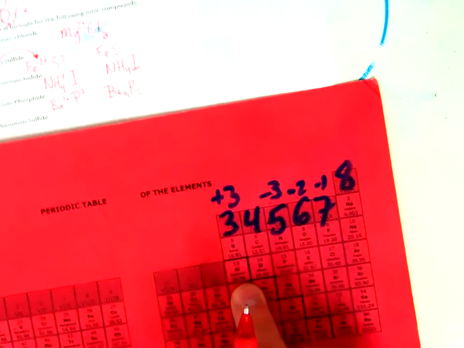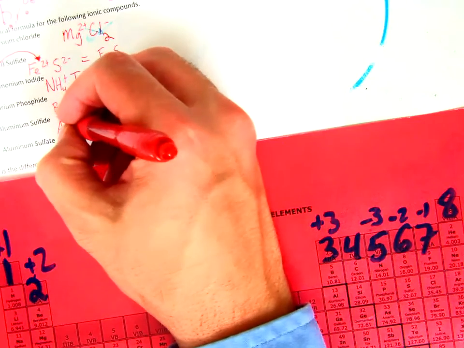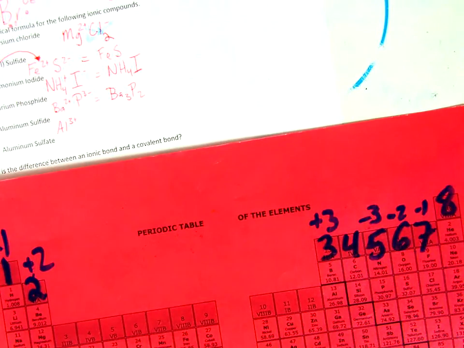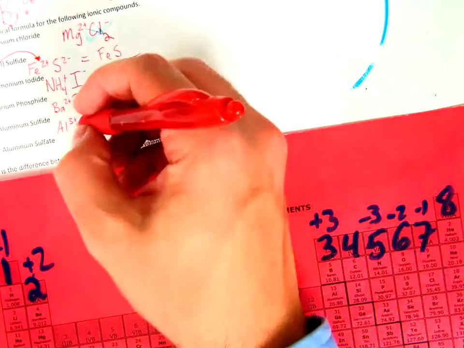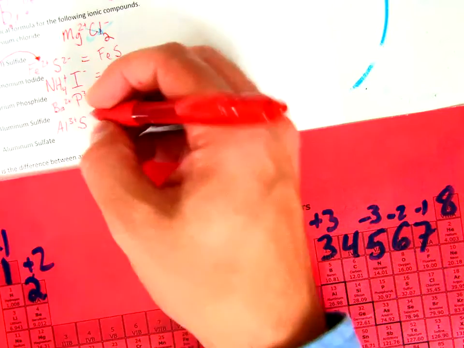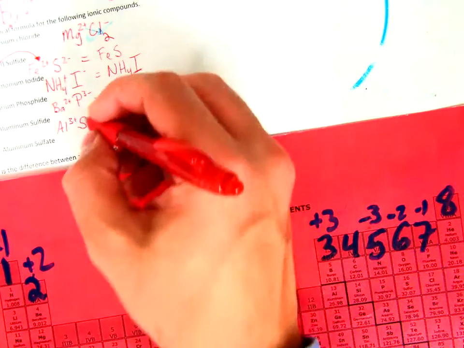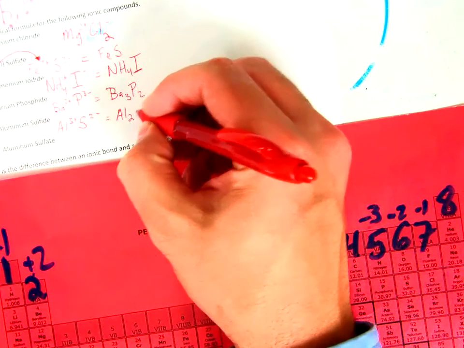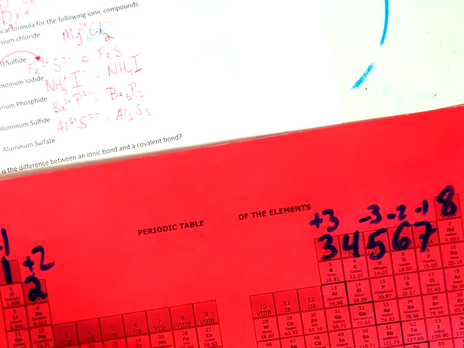Aluminum. Aluminum's really the only +3 that we get that's not going to be a transition metal. Boron doesn't really bond ionically, it's more of a covalent bond. So aluminum sulfide is going to be Al3+ and S2-. We do our crisscross, and that's going to be Al2S3.